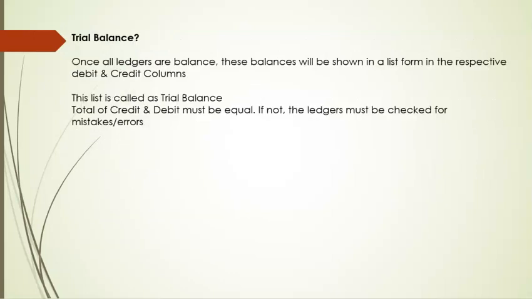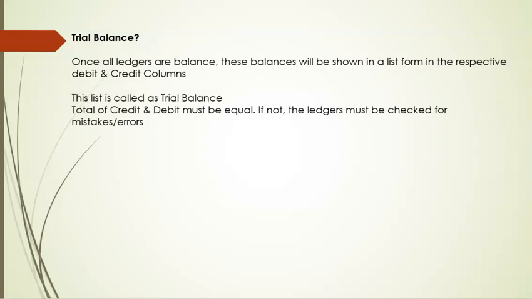Right. The next one is the trial balance. Once all ledgers are balanced, these balances will be shown in a list form in the respective debit and credit columns. This list is called the trial balance. The total of credit and debit must be equal in the trial balance list. If not, there is a mistake in the ledger, so it should be checked.